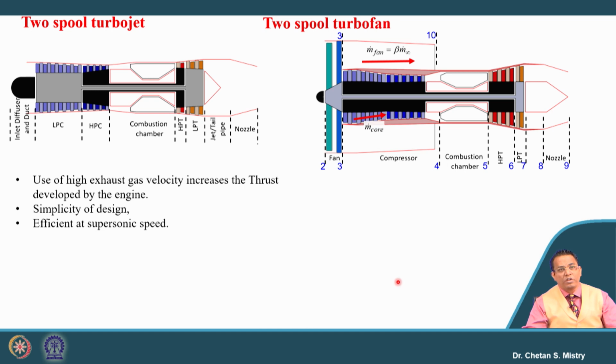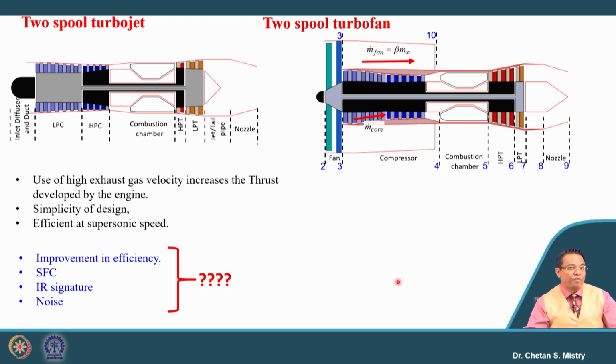For a turbojet engine, we have a higher exit velocity, and that leads to an increase in the thrust developed by this engine. So turbojet engines have very high thrust generation capacity with higher exit velocity. They are also simple in terms of design, and we have discussed how they are efficient in achieving supersonic speed. So these are the benefits of the 2-spool turbojet engine, what we explored during week 3 and week 4. Let's look at what the challenges are.